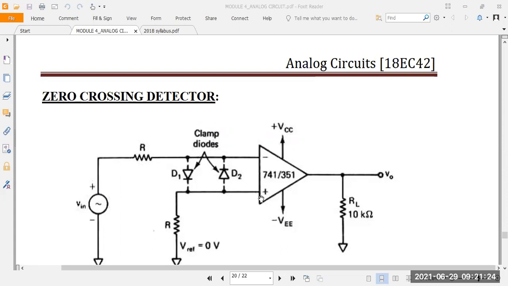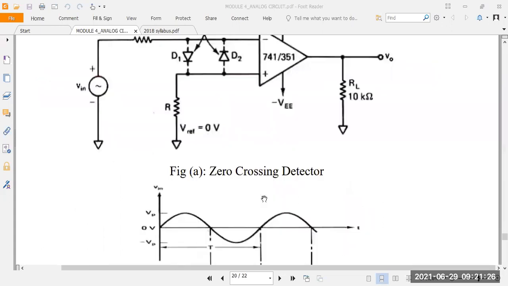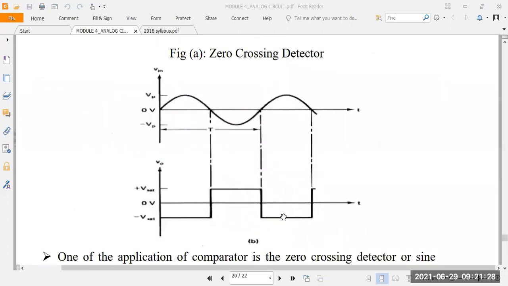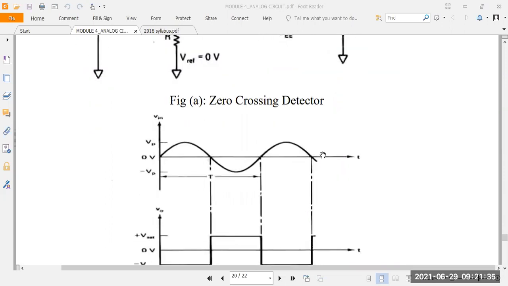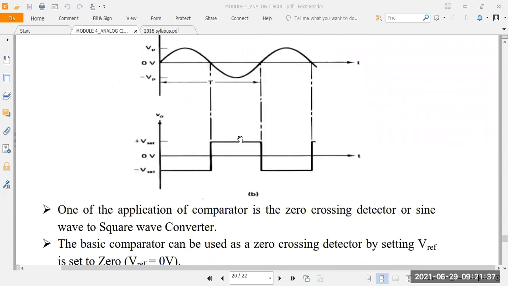Here we have to make it reverse. When V is greater than V reference, we'll get a negative voltage, because V is connected to the inverting terminal. So the condition is reversed here. When V is less than V reference, we'll get a positive voltage. So this is one application of the comparator.